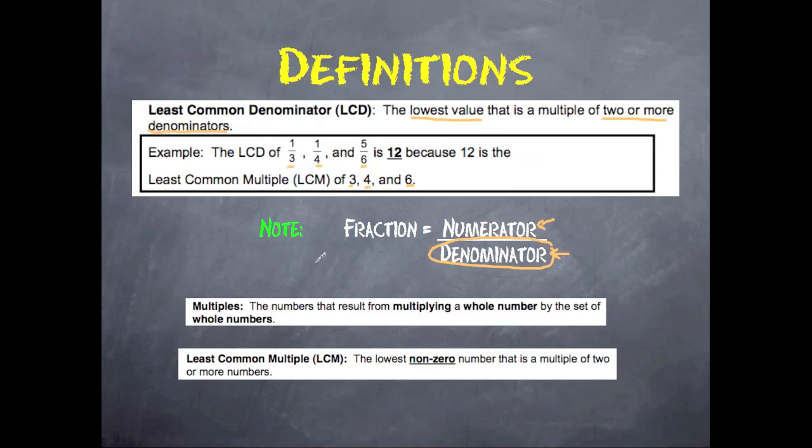In order to figure out what our least common multiple is for our denominator number, we have to know what a multiple is. So multiples are numbers that result from multiplying a whole number by a set of whole numbers. So it's like having 1 times 0, 1 times 1, 1 times 2, and so on. The least common multiple is the lowest non-zero number that is a multiple of two or more numbers.